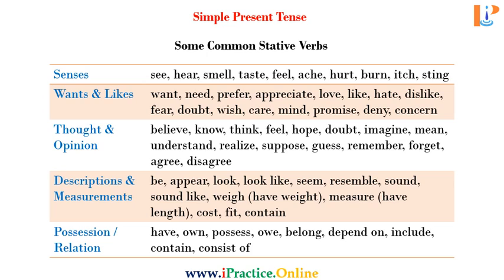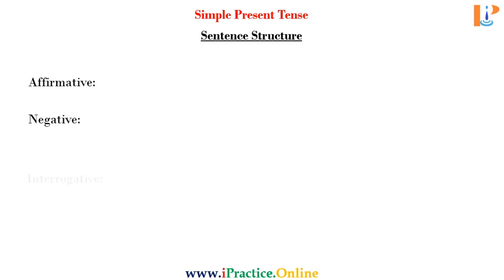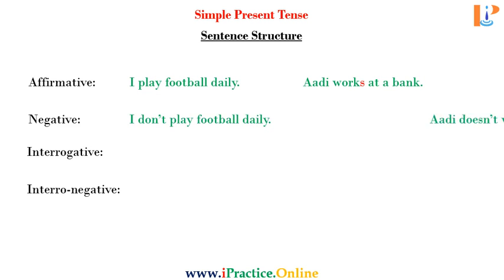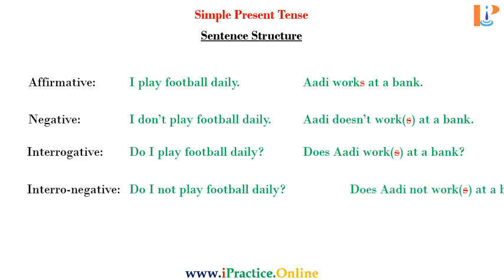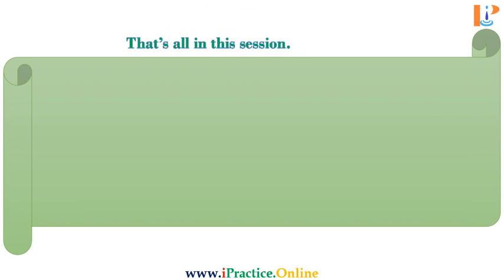So I think that's all we have in this session. In the next session, we will study how to frame sentences in simple present tense. We'll discuss all 4 types of sentences: affirmative, negative, interrogative, and negative interrogative. In detail, we'll study the structure of these sentences and how we can frame them correctly in simple present tense. Also, in the next session, we will discuss some questions that are frequently asked in competitive exams from simple present tense. So that's all in this session.